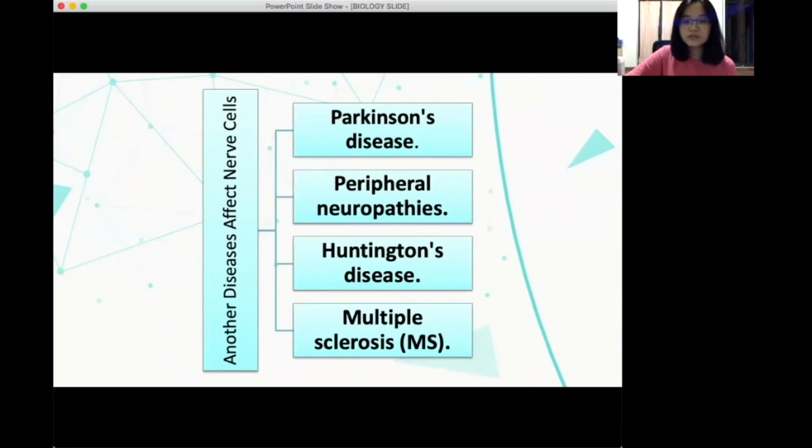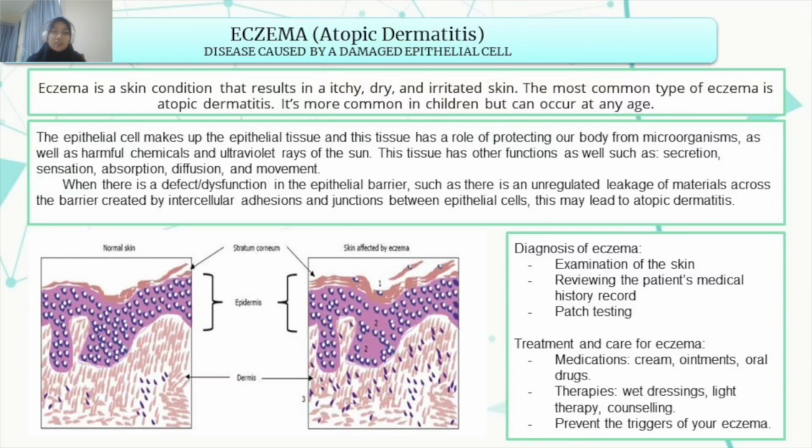And the last is multiple sclerosis, MS, because the immune system attacks the protective sheath, the myelin, in the nerve cell. Now, for this disease, it is caused when an epithelial cell gets damaged, and specifically the stratified squamous cell type, which Mervin had mentioned before. And this disease, maybe some of you may have heard of it or not, is called eczema, which is commonly known as atopic dermatitis. What is eczema, you may ask? Well, eczema is a skin condition that causes itchy, red, and irritated skin.